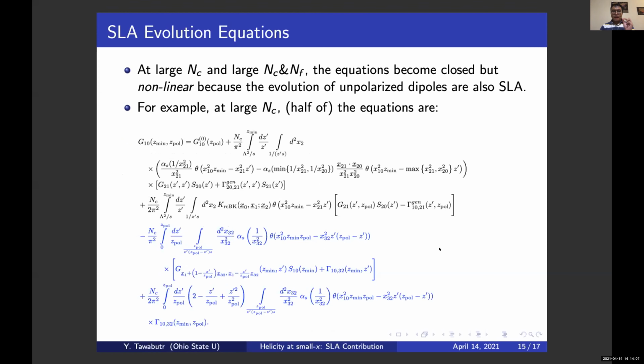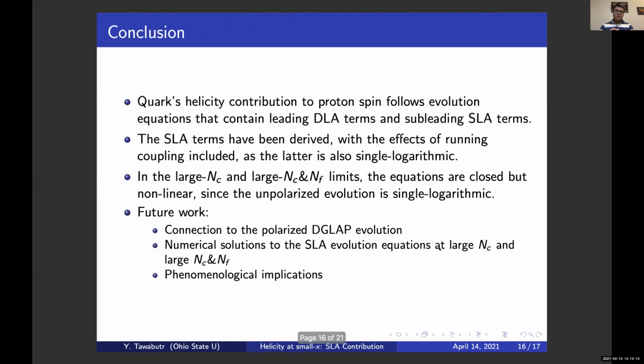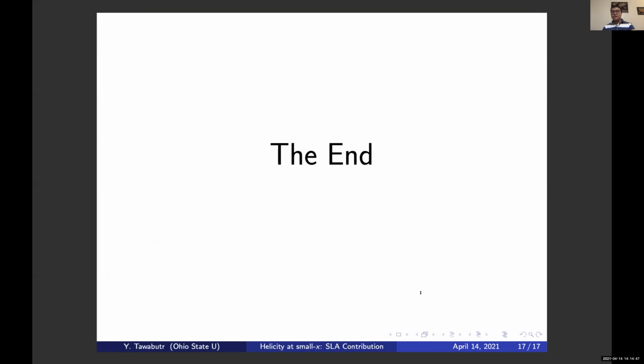And from here, we have the double logarithmic and single logarithmic evolution, and as a result of that, we have to include the unpolarized evolution and the running coupling. So as the next step, we will study the connection between this equation and the polarized Dirac evolution, and we will find the numerical solutions to the equation at this order for large NC and NF. And after that, phenomenological implications will be studied. So that is all for the talk, and I apologize if I went over.